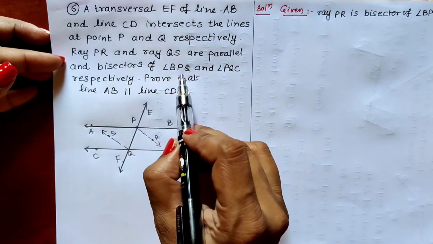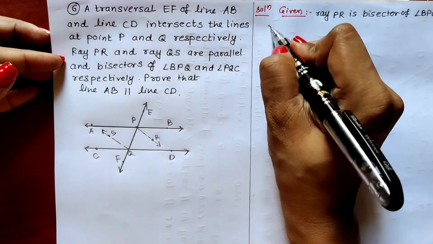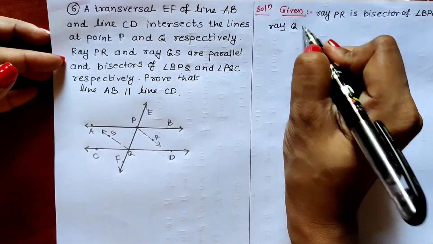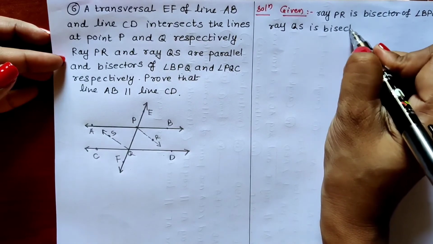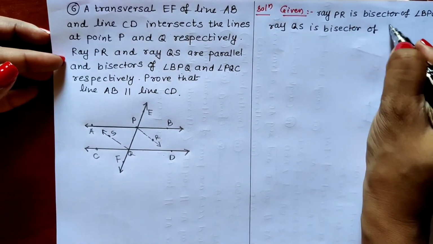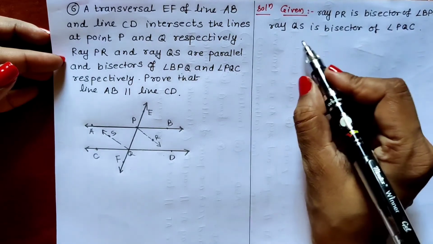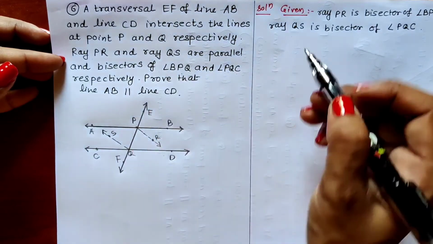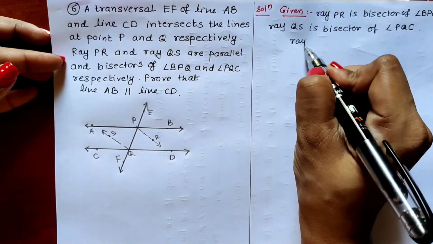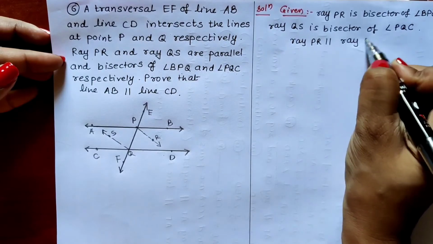The bisector of BPQ and PQC. Ray QS is bisector of angle PQC. These two are given to us. And again, what is given? Ray PR and ray QS are parallel. Ray PR is parallel to ray QS. This is also given to us.